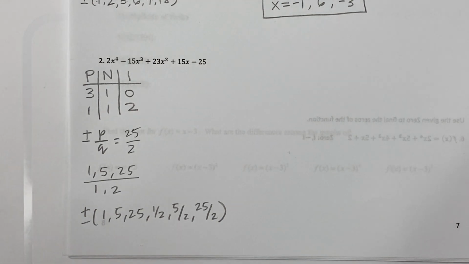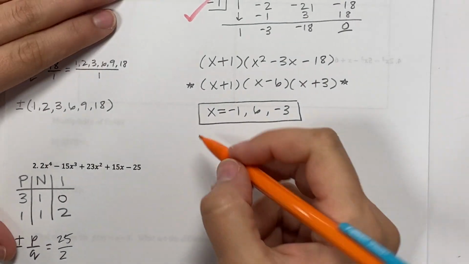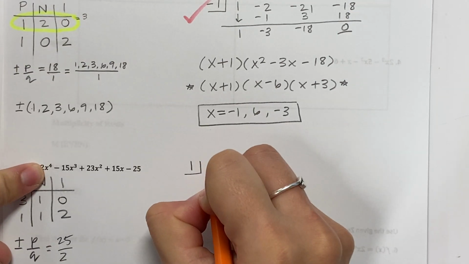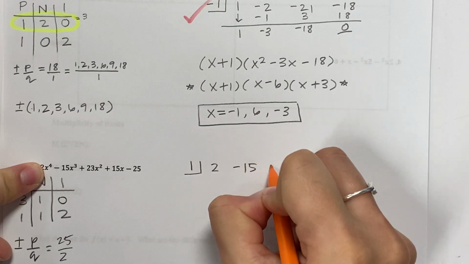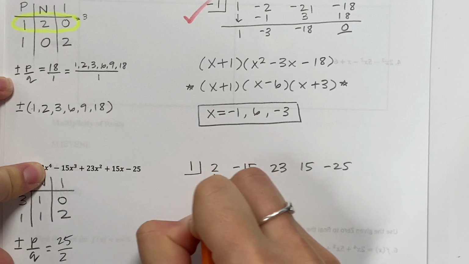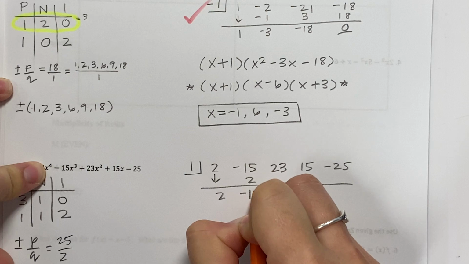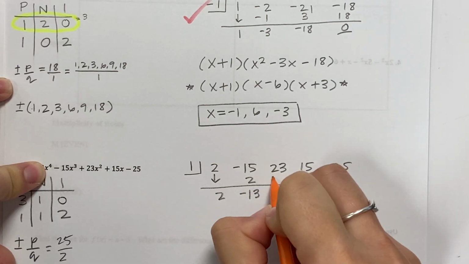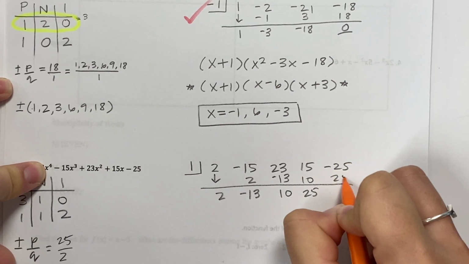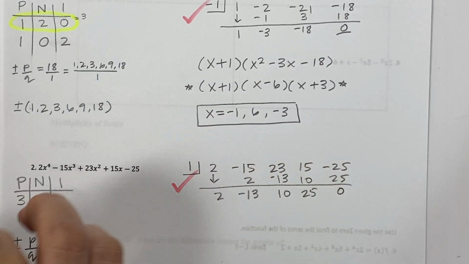So again, I like to start with 1 and -1. So let's come up here, and I'm gonna try 1. Write down all of our coefficients. Do our synthetic. We should all know how to do synthetic at this point. Oh my gosh, yay! So since it has a remainder of 0, that means this one works.